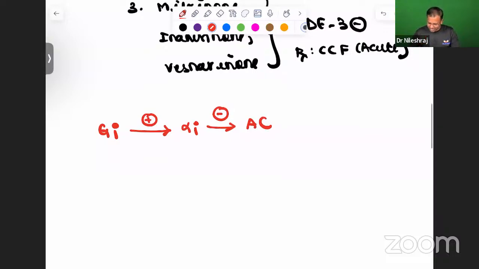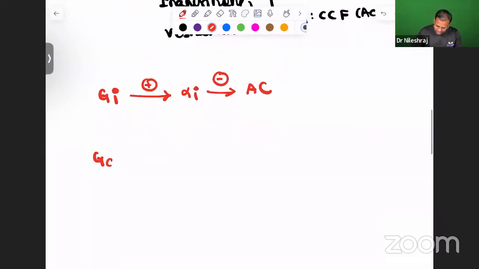That's it. We'll move to the next one, Gq receptors. Again, the receptor's name is going to be Gq. This is going to be stimulating phospholipase C. I hope you remember that I was talking about 4 different types of effectors, guys. Adenylate cyclase, phospholipase C, Rho kinase, MAPK, mitogen activated protein kinase. Out of this, the most important ones are the first two, adenylyl cyclase and phospholipase C.